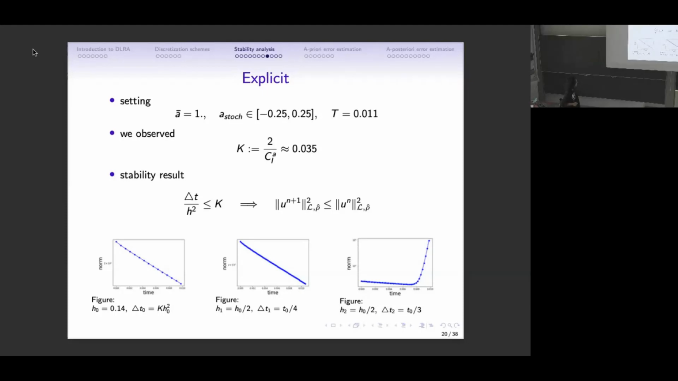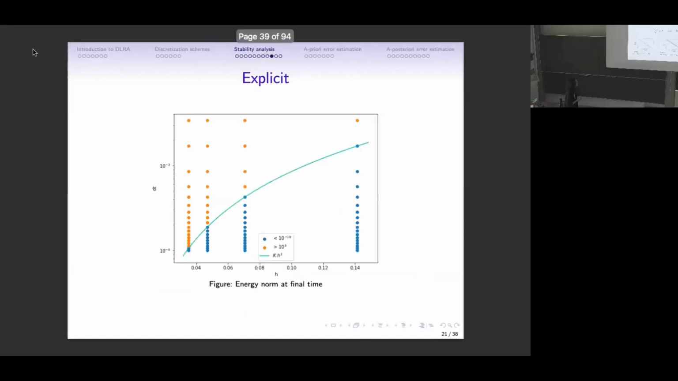Then we took half of the spatial discretization parameter and consequently one quarter of the time step, and the norms kept on decreasing. Then we tried to violate the CFL condition, taking only one third of the time step, and at some point the solution exploded. We tried all kinds of spatial discretization parameters and time steps. In this graph, the blue dot denotes that the norms kept on decreasing throughout the evolution, and the orange dot means that at some point the norm exploded. You can really observe this nice h-squared curve, so the condition is strict.